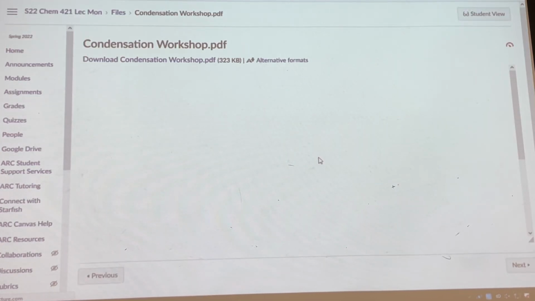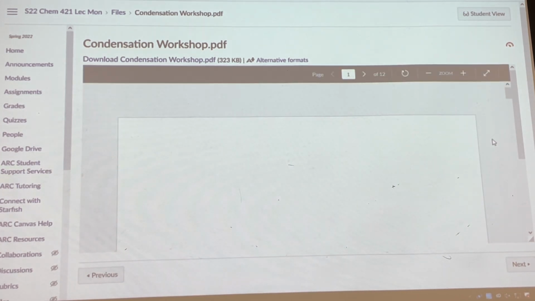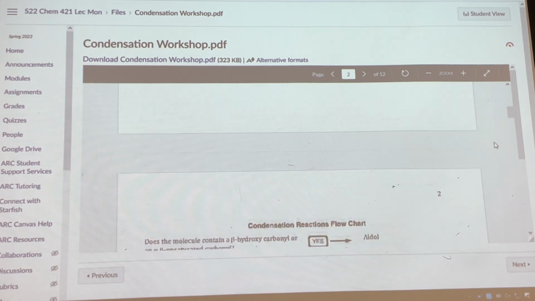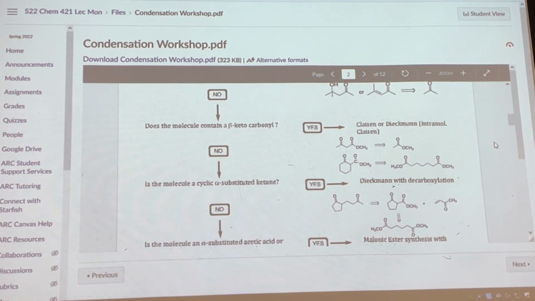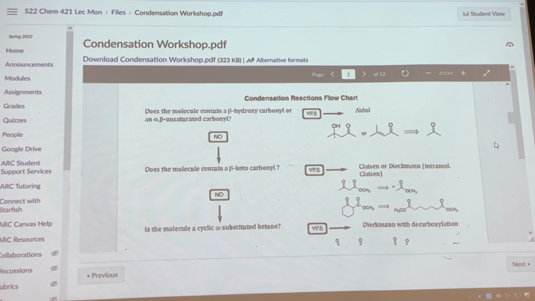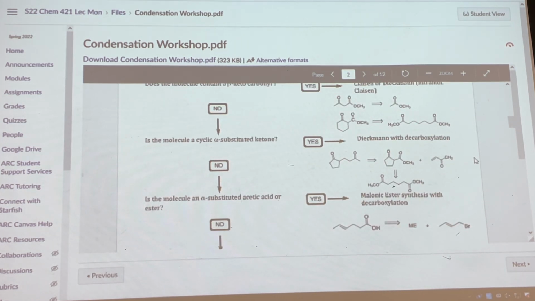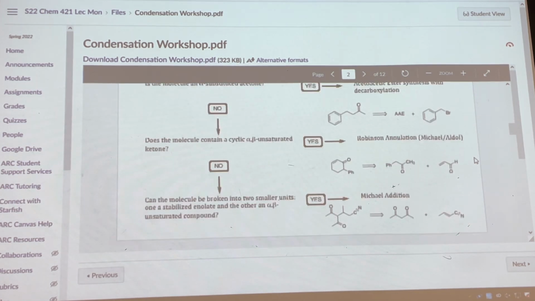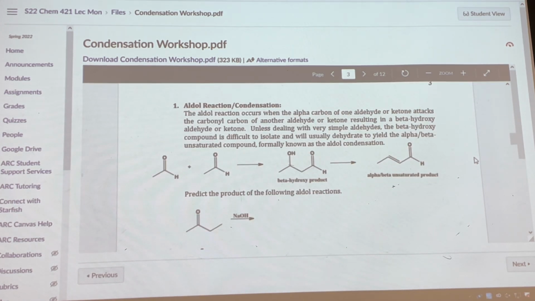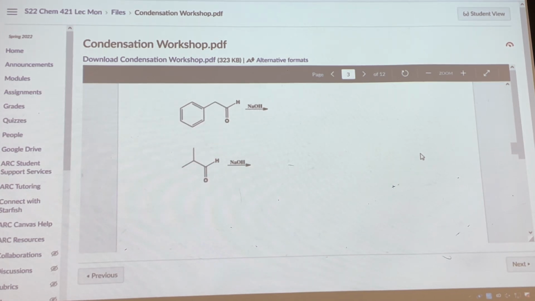The first thing that you'll notice is it has a big flow chart. And it's just kind of maybe something that you might find useful as you're starting to work with these. You know, it just asks you questions about the structure, you can answer yes or no and follow the arrows, and kind of directs you to the type of reaction you're dealing with. So it might be kind of like a crutch you can use as you're first getting started with these. But then, after that, it just walks you through all of these reactions we've been talking about. Starting with the aldol, it describes what the aldol is, and then gives you a bunch of practice problems.